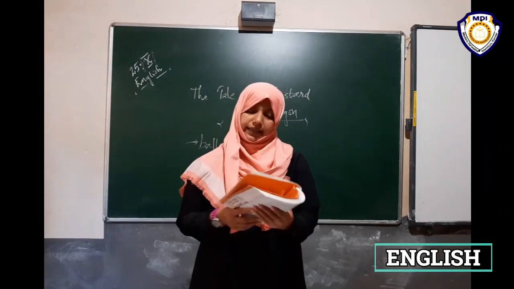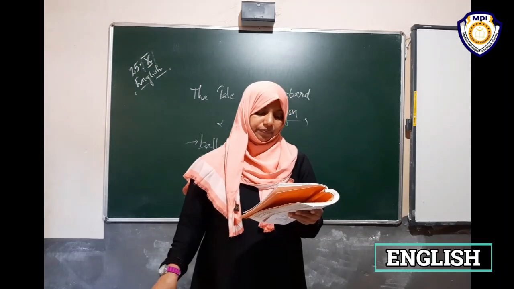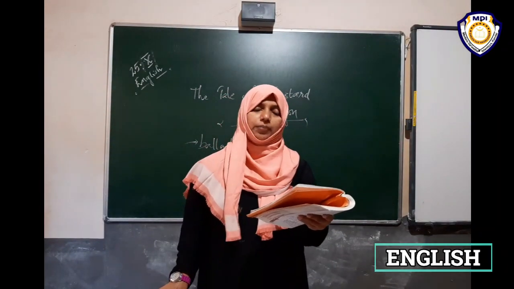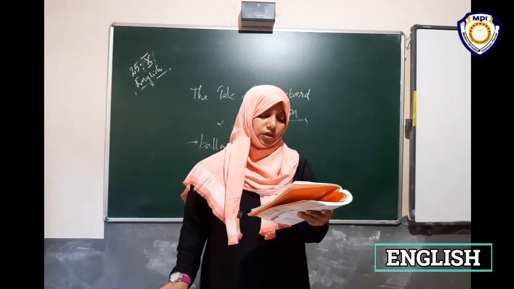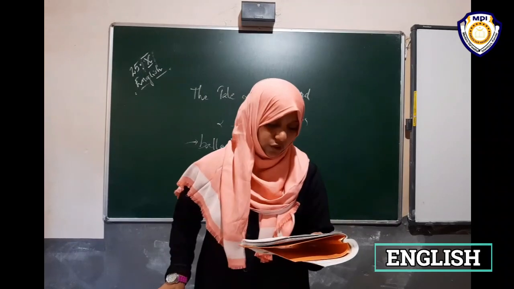Then Ogden Nash. Okay, all of you listen. Ogden Nash wrote over 400 pieces of comic verse, and the best of his work was published in 14 volumes between 1931 and 1972.